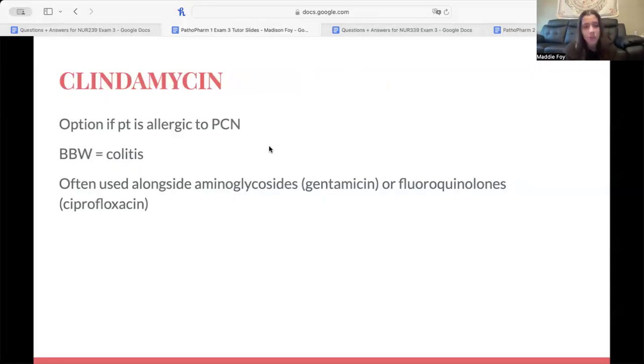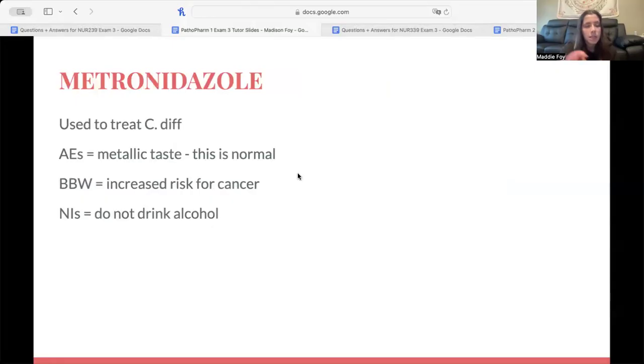Clindamycin, again, is another option if a patient is allergic to penicillin. The black box warning is for colitis, so that's infection or irritation of the colon. And it's often used in combination or alongside aminoglycosides and fluoroquinolones. And then I think we have two more.